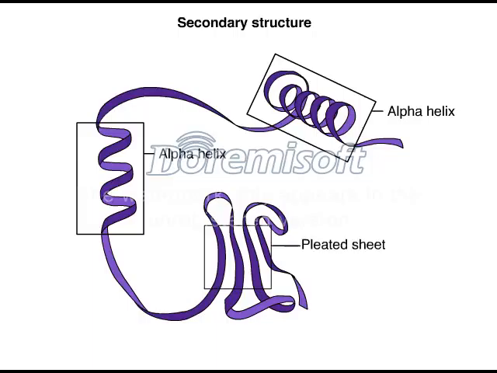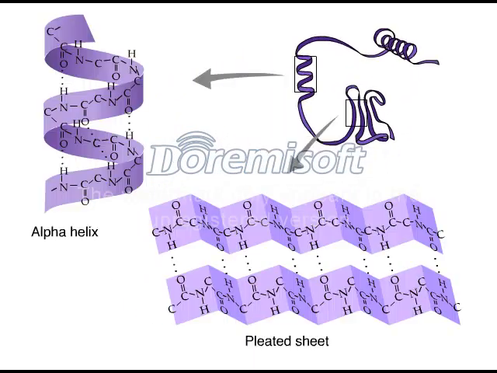One kind of secondary structure is the alpha helix, where the chain twists. Another is the pleated sheet, where the chain folds back on itself, or where two regions of the chain lie parallel to one another. Secondary structure results from hydrogen bonding between atoms along the polypeptide backbone.